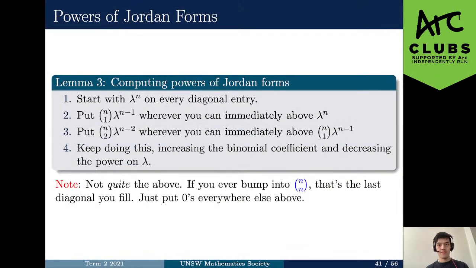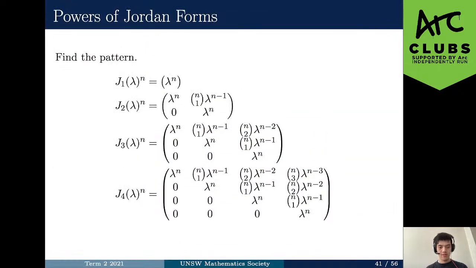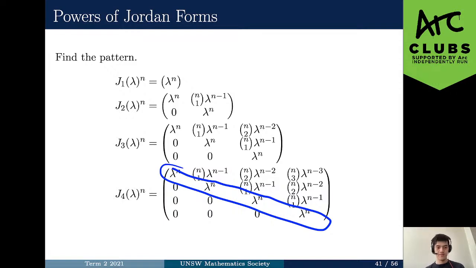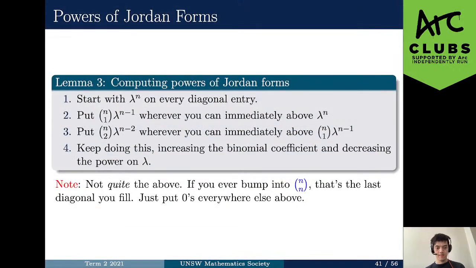Okay, so pretty much this is a process. We start with lambda to the n on every diagonal, and then for the next diagonal we just do n choose 1, lambda to the n minus 1, and so on. So basically we have those binomial coefficients, and the power of the lambda is going down by 1. I think the pattern is pretty obvious just by looking at this.